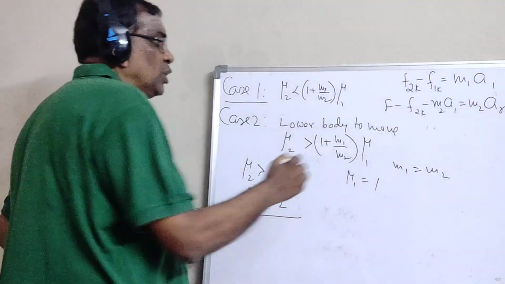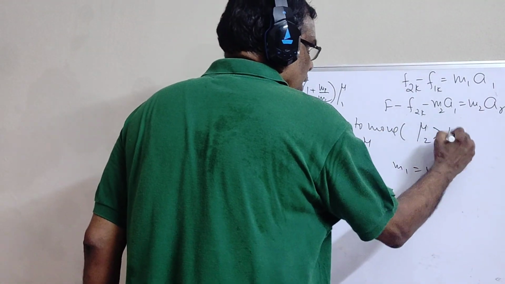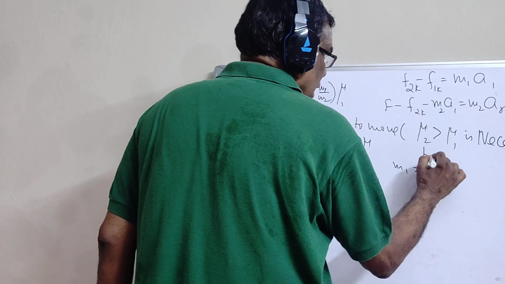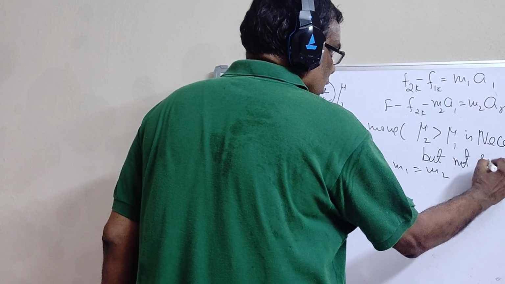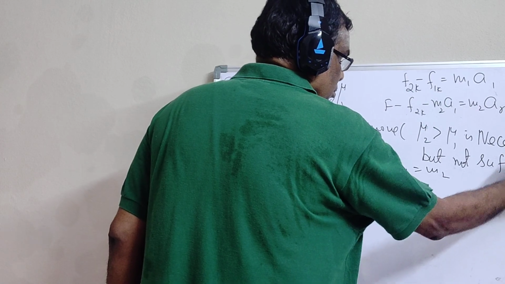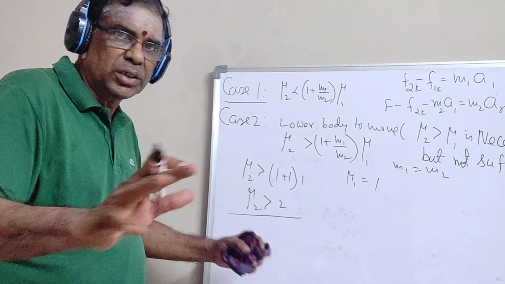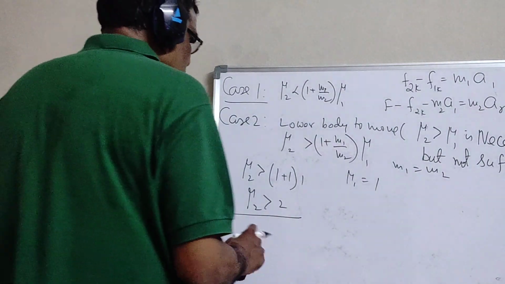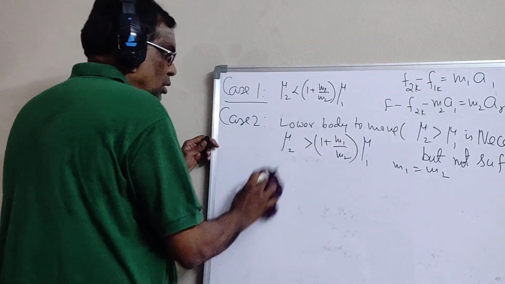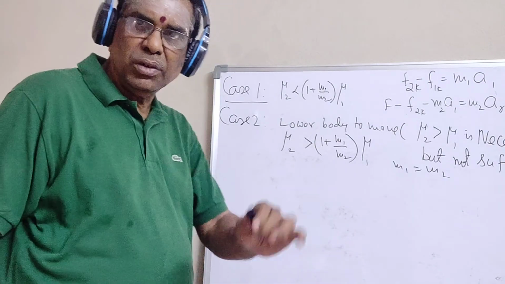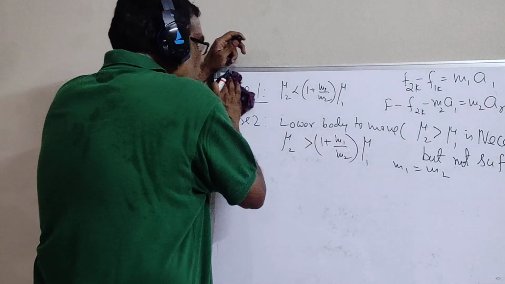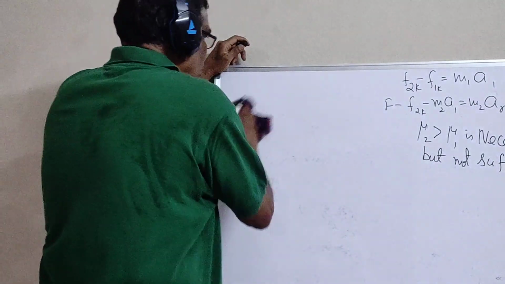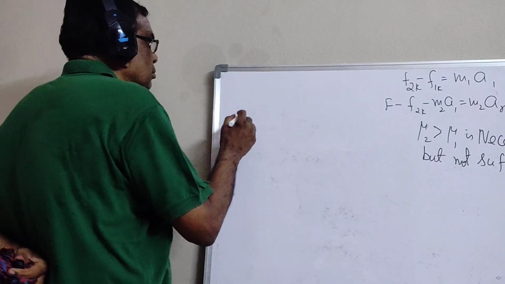So, for the lower body to move, mu2 being greater than mu1 is necessary, but not sufficient. It is necessary but not sufficient. I hope you are able to follow this. Okay? So, this is the condition for the lower body to go. Fine. Now look at this.